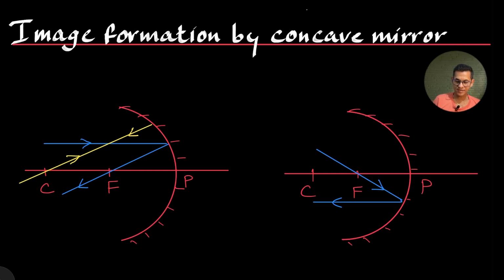Whereas the fourth rule says that if a light ray hits the pole of the mirror, the principal axis itself becomes the normal and we get the angle of incidence here. So this ray will reflect by maintaining the same angle with the principal axis. So this will be your angle of reflection. So these are the four rules. Out of these four rules, we can use any two rules to show the image formation by concave mirror.